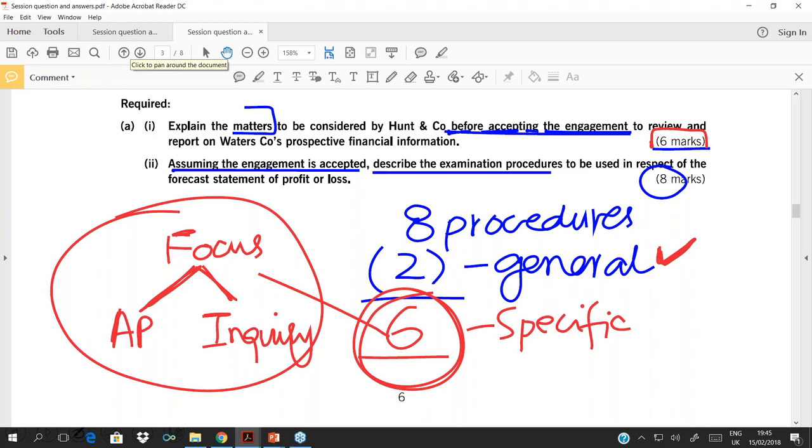Yes, AP plus inquiry is equal to 1 procedure, Aksa Zahid. Yes, they are embedded. 1 procedure, 1 mark.